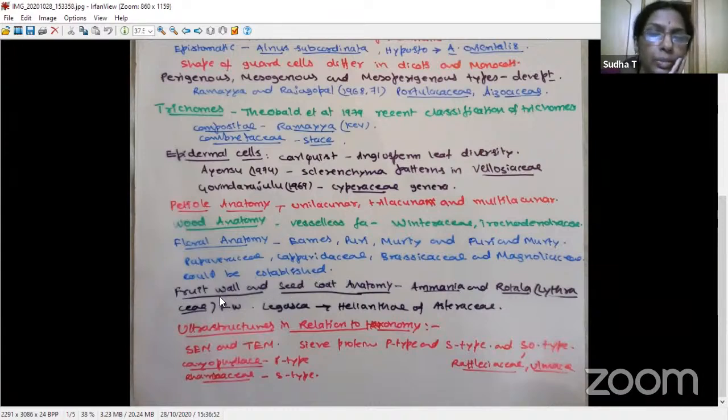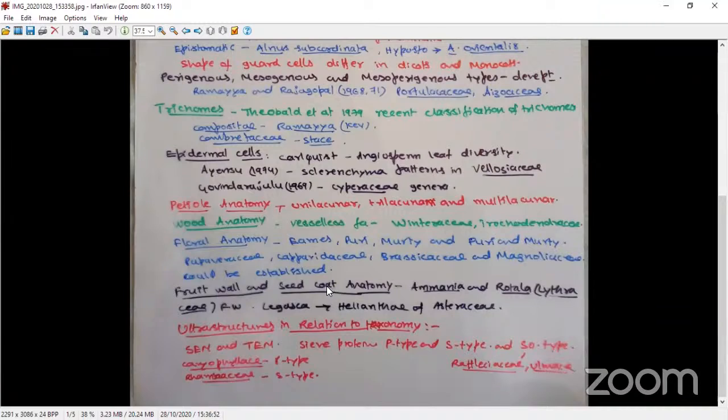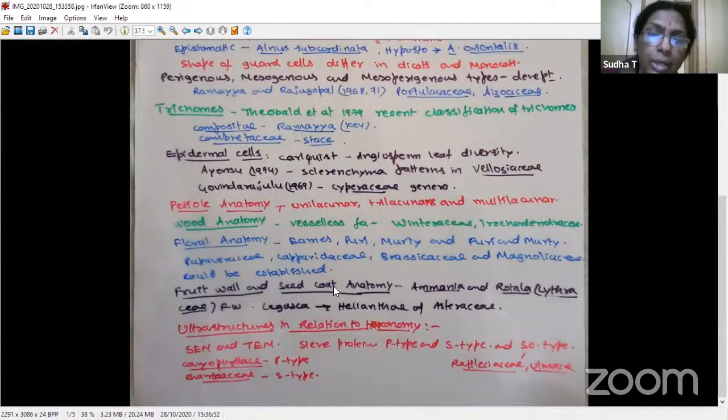Then this is very recent, in fact: fruit wall and seed coat have also been used in taxonomy, particularly the seed coat anatomy. This seed coat structure has also been used in the classification. It is actually called Corner's classification. Along with other features, they also consider the seed coat.